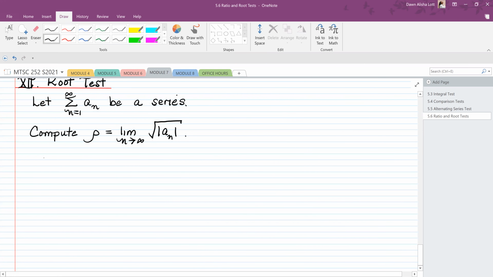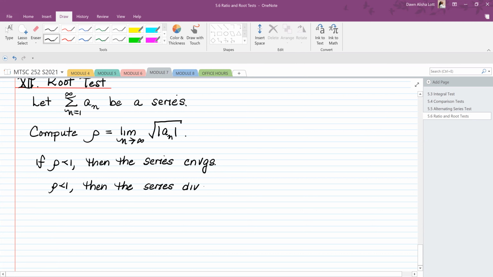If rho is less than 1, then the series converges. If rho is greater than 1, then the series diverges. And if rho is equal to 1, the test is inconclusive.